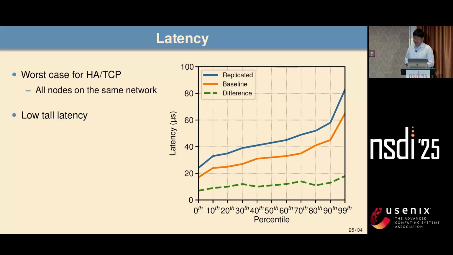If we plot the added latency to this graph, you can see that the added latency is pretty low, and the tail latency is also well controlled. And this is because we are using the IP-based replication channel, which is very efficient.